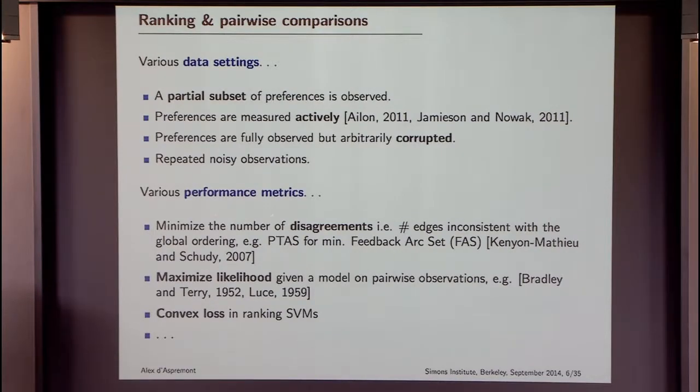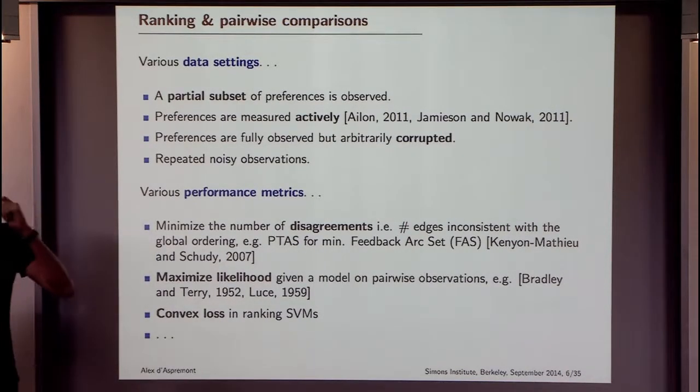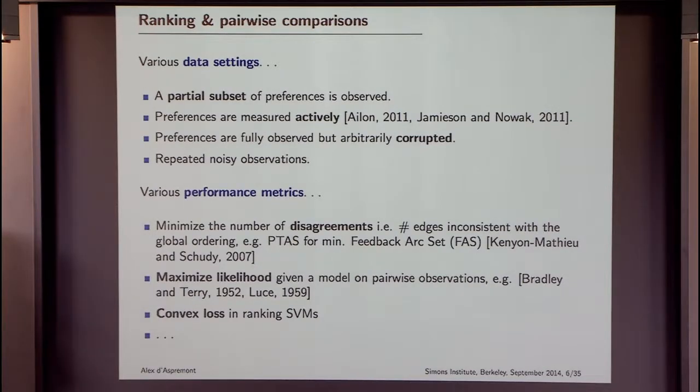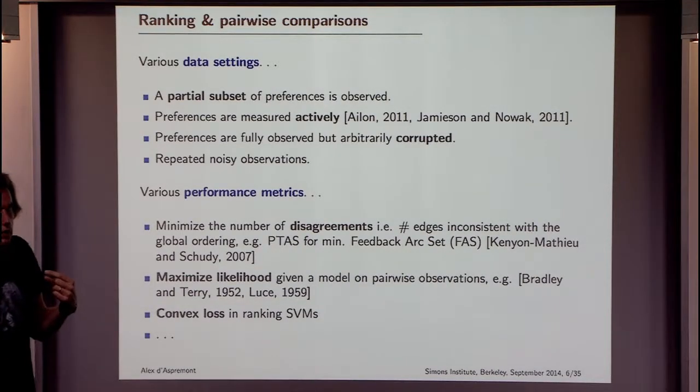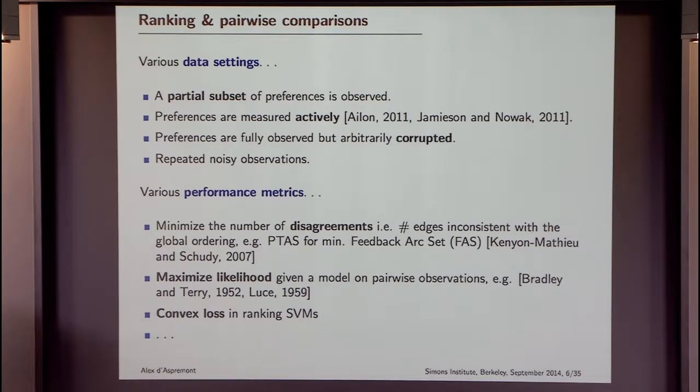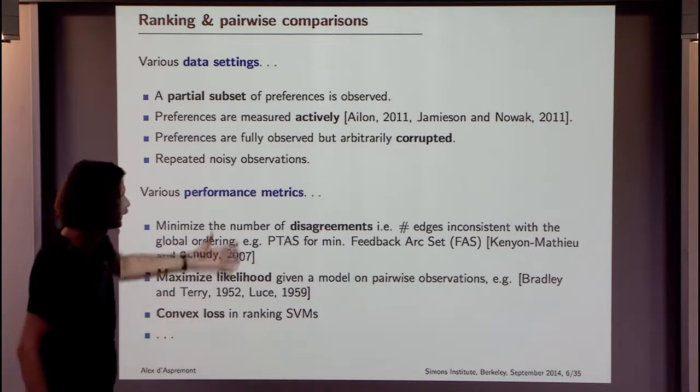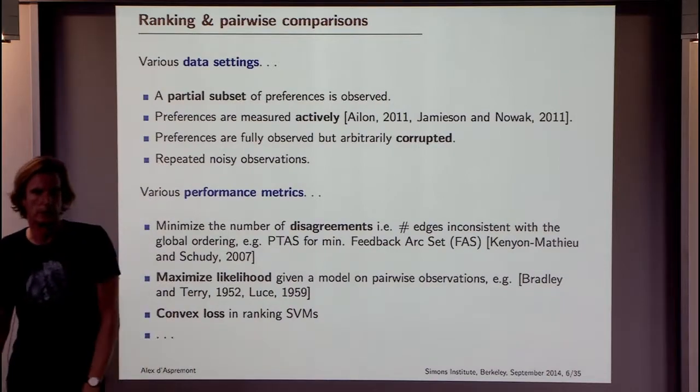A combinatorial way of measuring the quality of a solution is to measure the number of disagreements. Okay? And how does that work? Well, you have a reconstructed order. You simply count the number of arcs that point in the direction opposite to the order you've established. Okay? So these are inconsistent arcs. You count them, and that's going to be your performance metric.